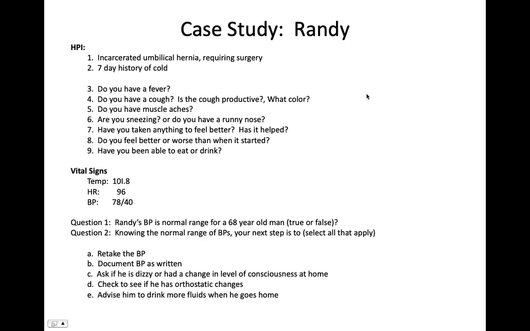Okay. So here's the HPI stuff that I wanted to just review with you. Incarcerated umbilical hernia requiring surgery, 7-day history of a cold. And then I asked him, do you have a fever? He said, no, remember. Do you have a cough? And he said a little bit of a cough, but it wasn't productive that much. But when he did get something out, it was white or yellow. So that's not too much of a concern to me, right? If it's white or yellow. I worry when it's green.